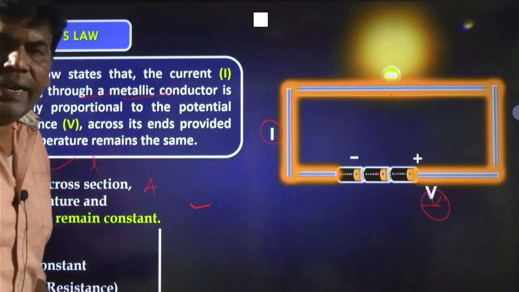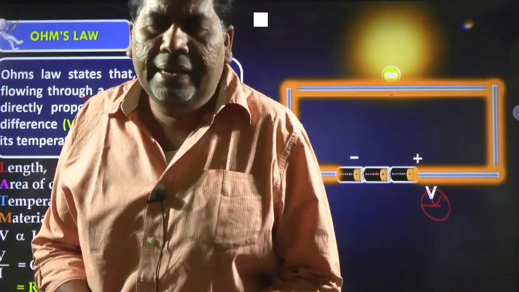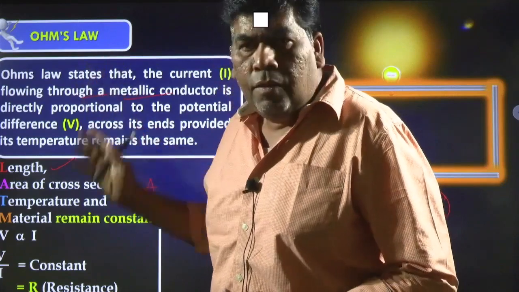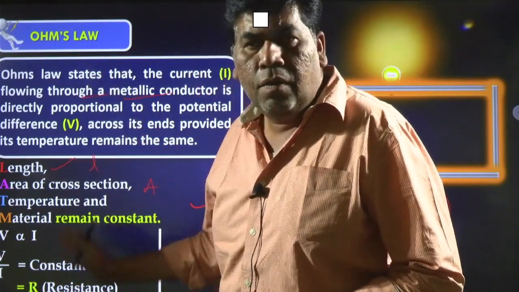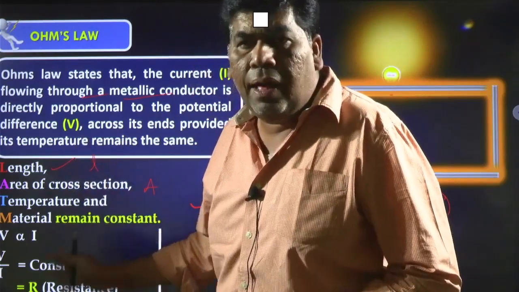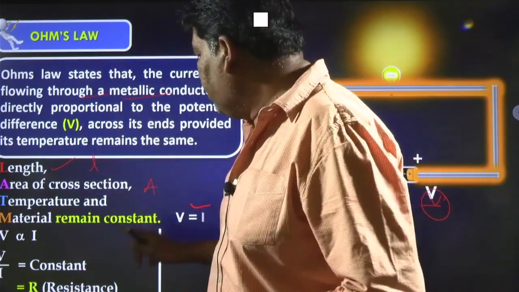And that constant name is resistance. It is denoted by R. So through Ohm's law, finally we can conclude with this formula, children. V by I equal to R. This is the law. This is the formula given by Ohm's law.